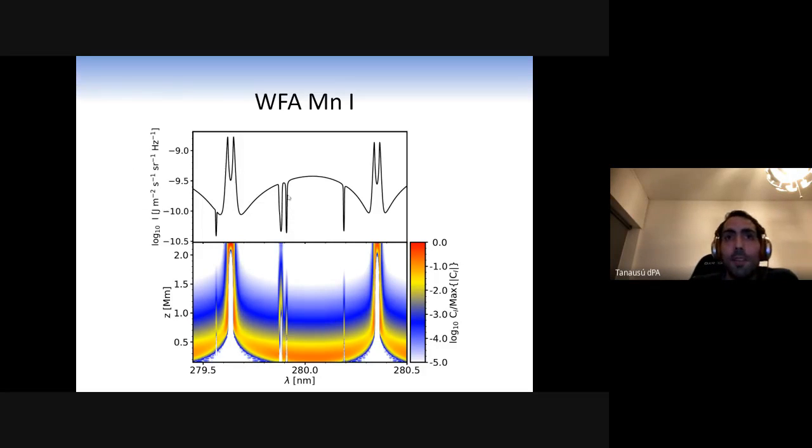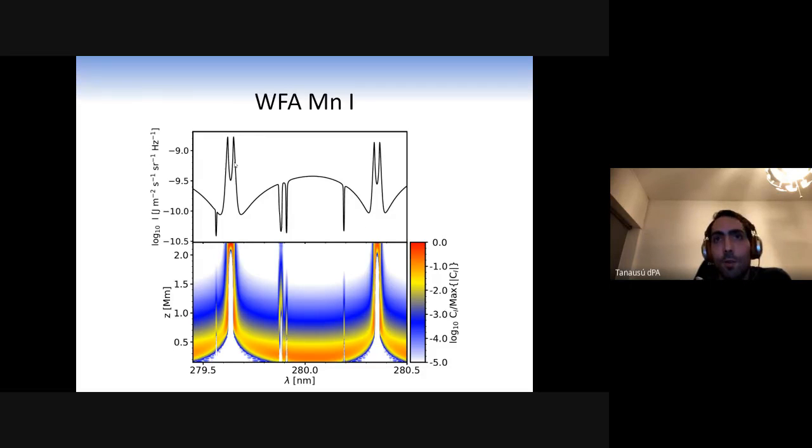One important thing about this transition is that it is formed between the H and K lines. Due to the partial redistribution effects in the magnesium, the continuum in this region is shaped by the magnesium lines. That means that in order to correctly reproduce the intensity profiles, and that means to correctly reproduce the derivative of the intensity profile, we need to take into account at the same time the magnesium H and K lines with PRD effects and the manganese lines.